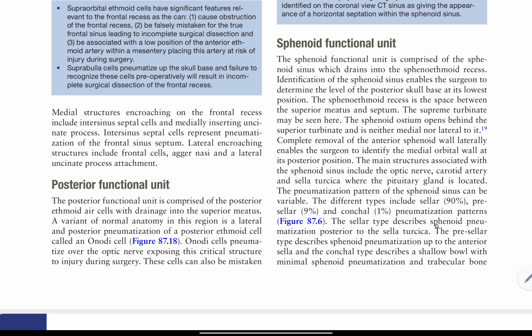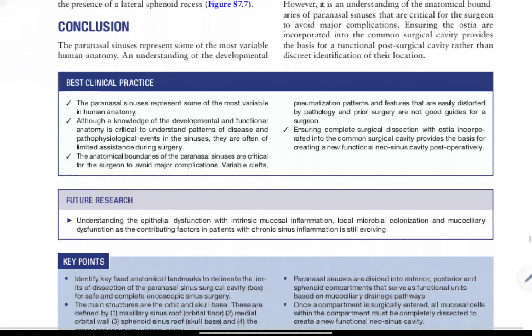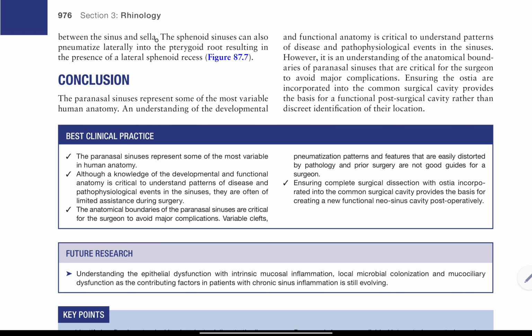The cellular type describes sphenoid pneumatization posterior to the sella turcica. The pre-cellular type describes sphenoid pneumatization up to the anterior sella, and the conchal type describes a shallow bowl with minimal sphenoid pneumatization and trabecular membrane bone between the sinus and sella. The sphenoid sinuses can also pneumatize laterally into the pterygoid root, resulting in the presence of a lateral sphenoid recess.